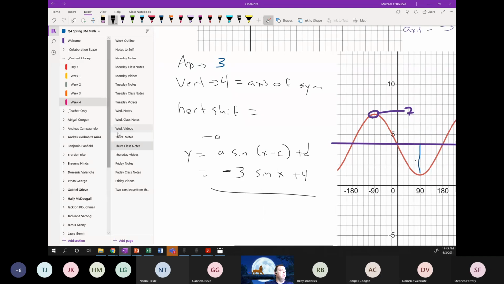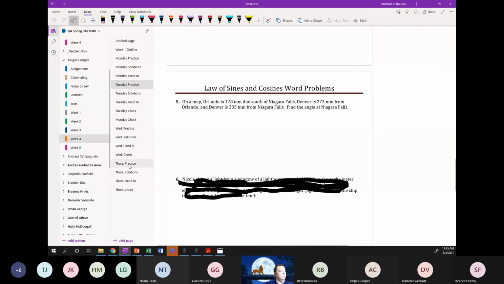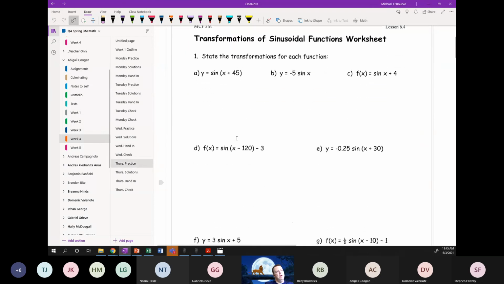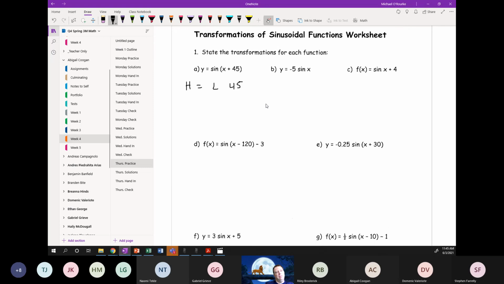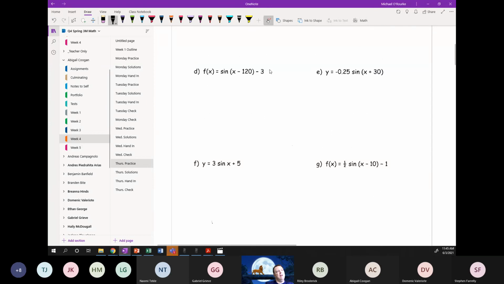So if we take a look at our homework, week 4, Thursday practice, all you have to do right here is identify the transformations. Okay, so in this one here, if I was doing this homework, I would look and say, the only thing I have here is a horizontal shift, and it's a positive, so actually it means going left 45. Okay? Does everyone understand this part of the homework? Just identifying what transformations are happening.